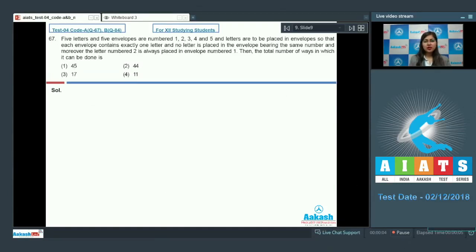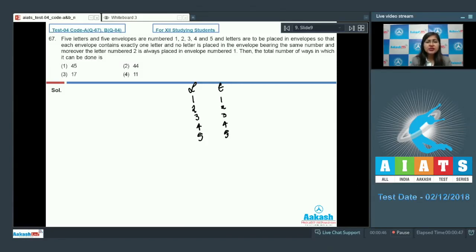Next is question number 67, which says that 5 letters and 5 envelopes are numbered 1, 2, 3, 4 and 5, and letters are to be placed in envelopes so that each envelope contains exactly one letter and no letter is placed in the envelope bearing the same number, and moreover the letter numbered 2 is always placed in envelope numbered 1. Then the total number of ways in which it can be done is, let us say we have 5 letters here, that is 1, 2, 3, 4 and 5. And we have 5 envelopes, that is 1, 2, 3, 4 and 5, right?